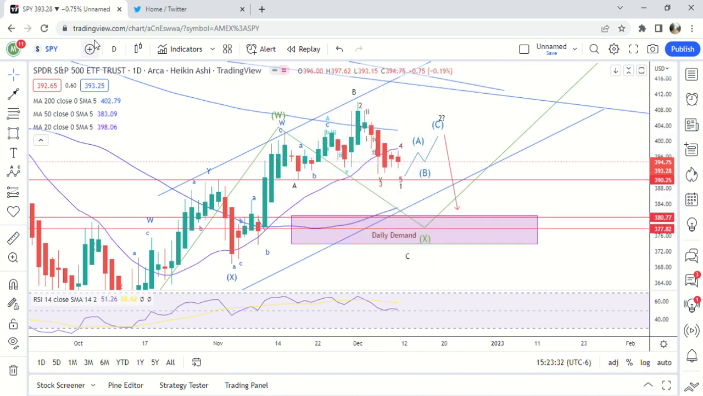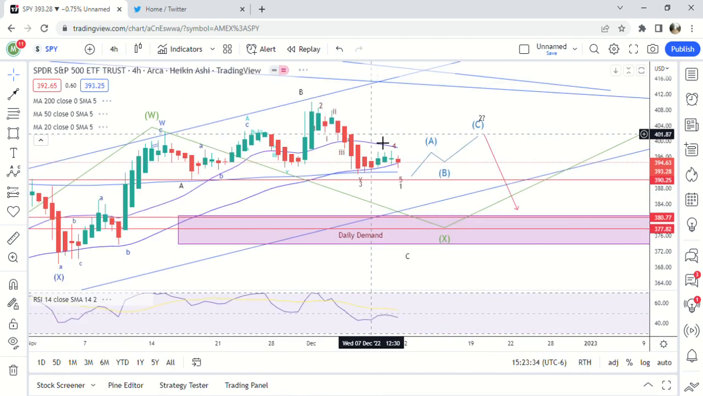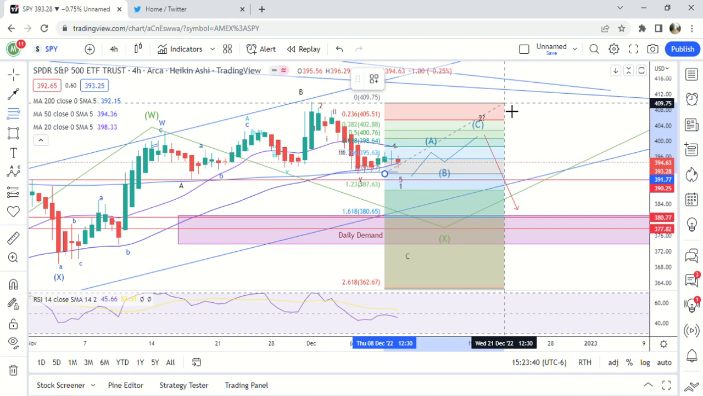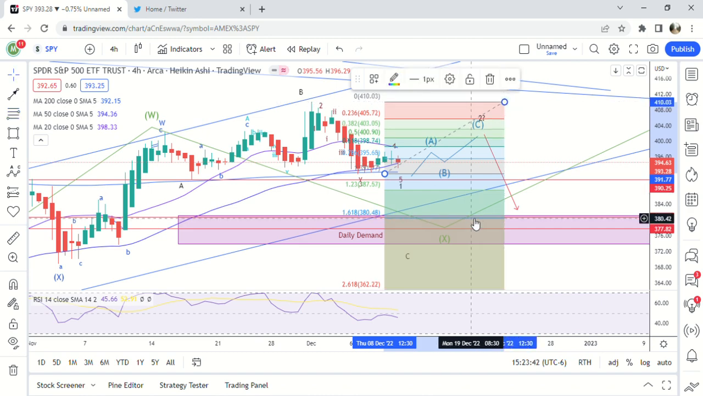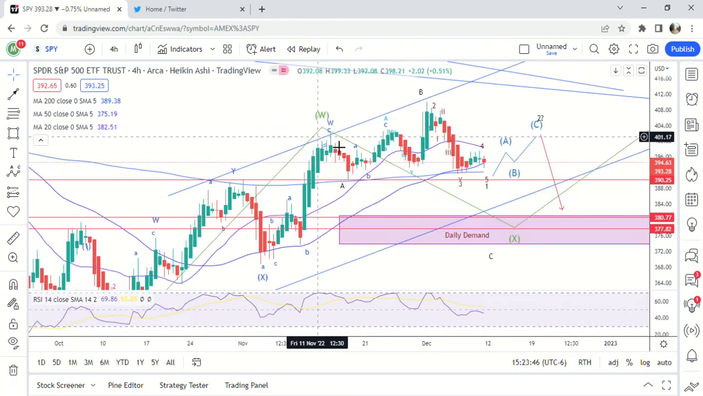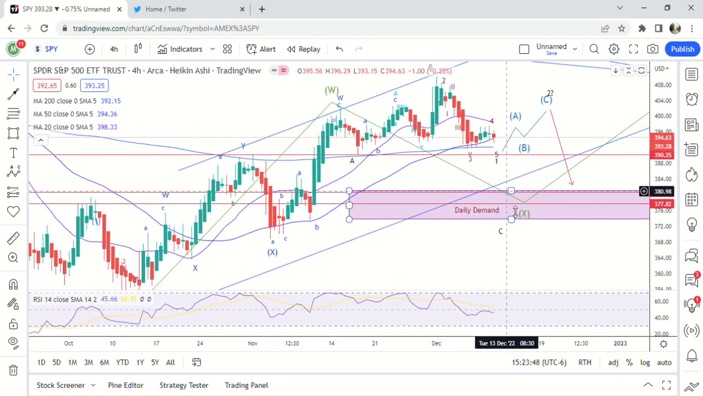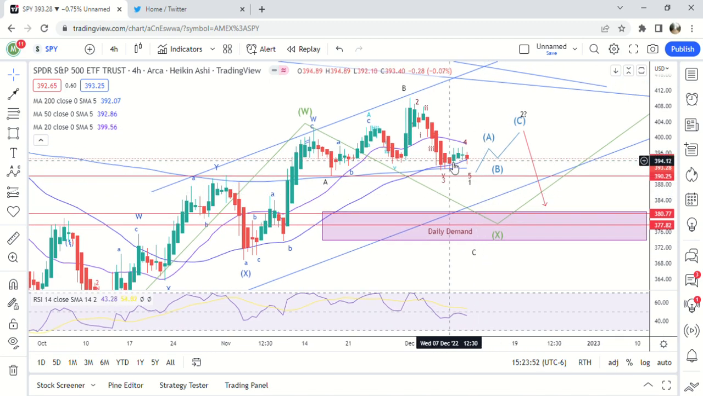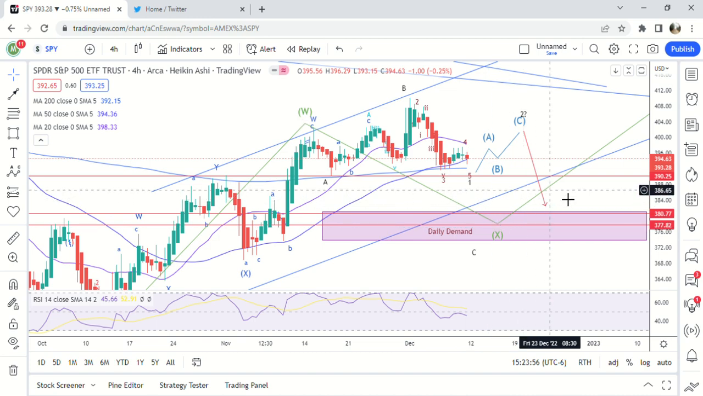And also, if you're looking at this as ABC as well, then you'll see that the 1.61 fib is also in the daily demand. So both of those, if it is WXY and this is an expanded flat X wave, go right into the daily demand. So that means that when it hits this box, you want to go long, basically.